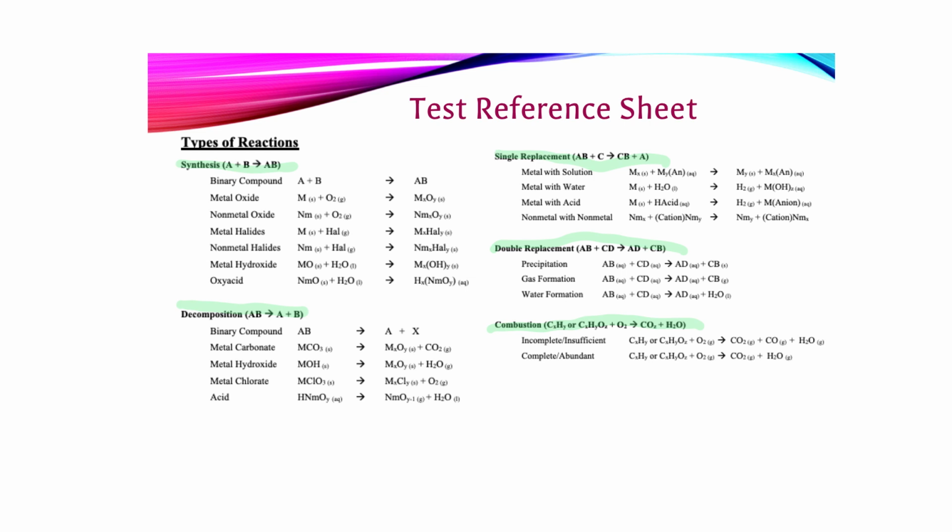So, for instance, you could have a synthesis reaction with a metal halide, and we'll talk about what that means and how to recognize it. We'll talk about the types of double replacement reactions, and that there are 2 types of combustion reactions. So you're going to use this reference sheet, and you should download it from Schoology so you have it with you during the whole unit.